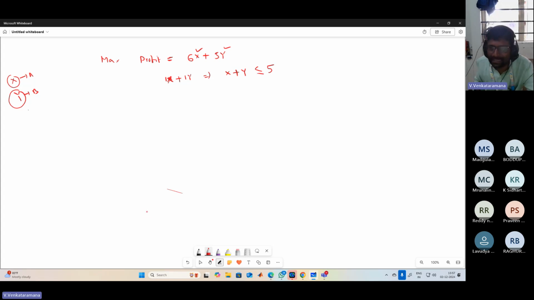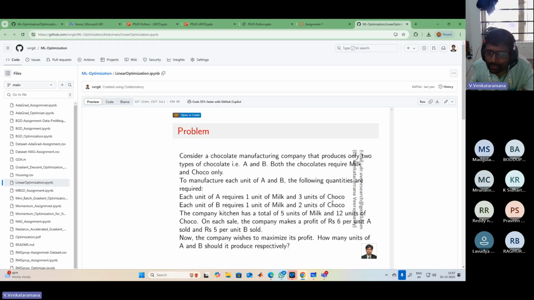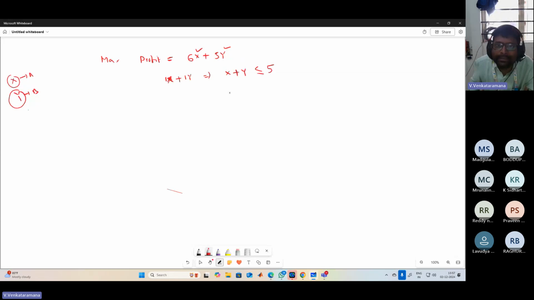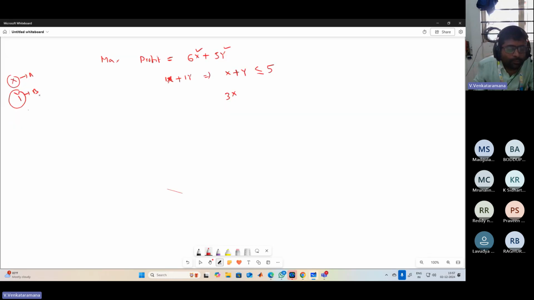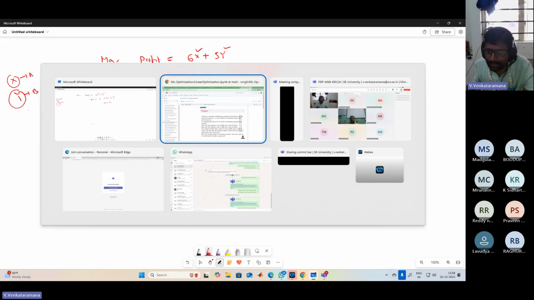Similarly, if you go to Choco, for 1 unit of A required 3 units of Choco. If X units of A, how many units of Choco required? 3 into X. Similarly, for 1 unit of B required 2 units of Choco. If it's Y units of B, how many units of Choco required? 2 into Y. So total Choco required is 3X plus 2Y, right?